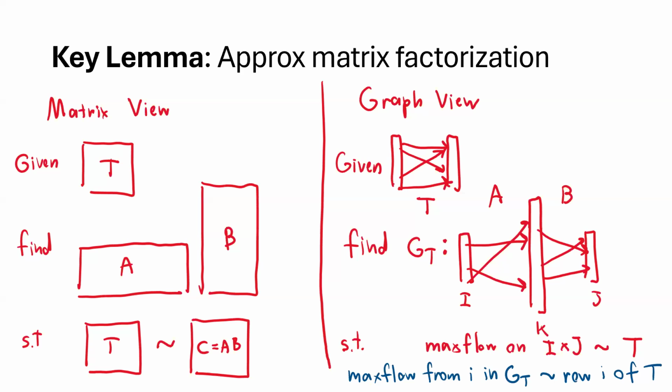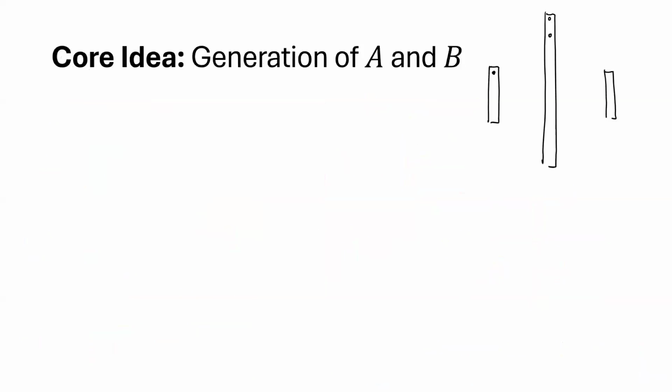So in particular, if you look at one node I here, and you look at the single-source max flow value from node I, the pattern of the max flow values from node I will correspond to the ith row of T, right? Okay, good. That's basically what we want to do. And let me tell you how to generate A and B.